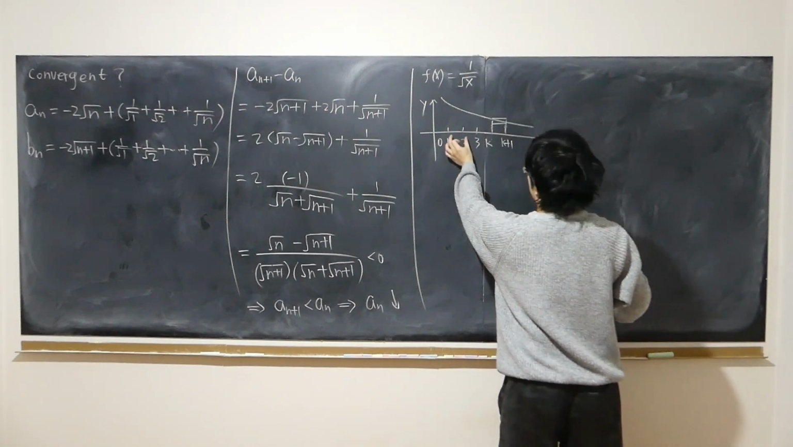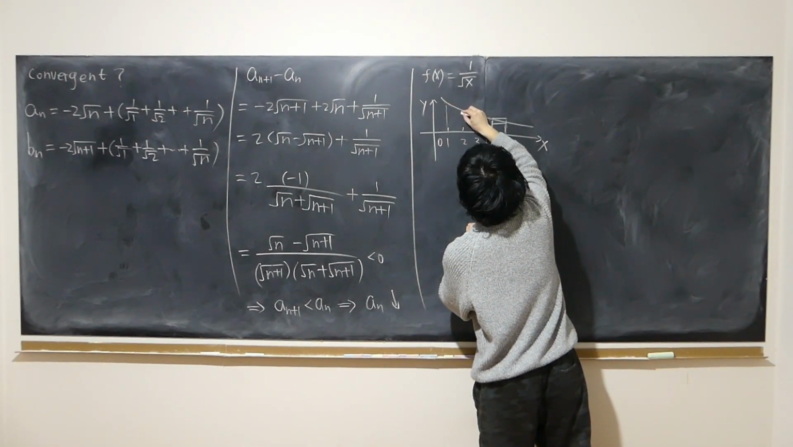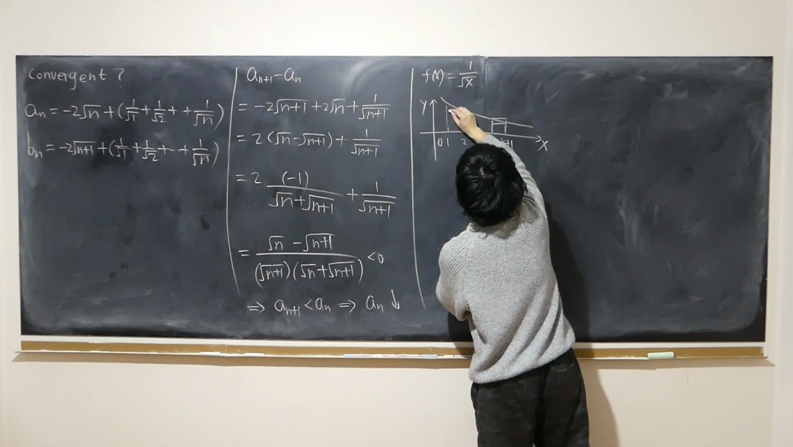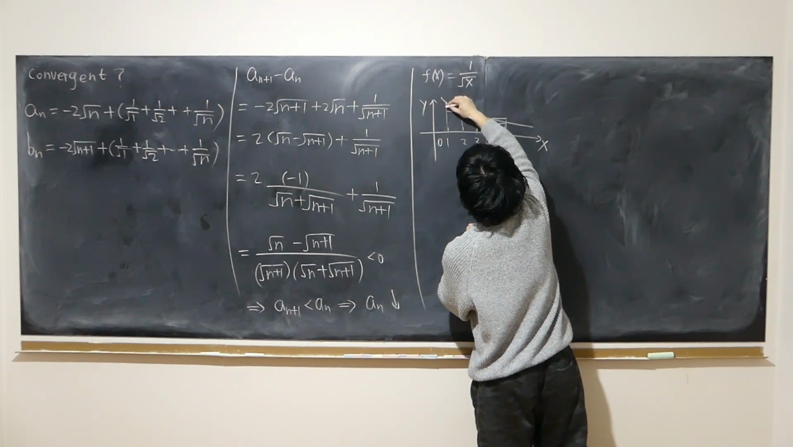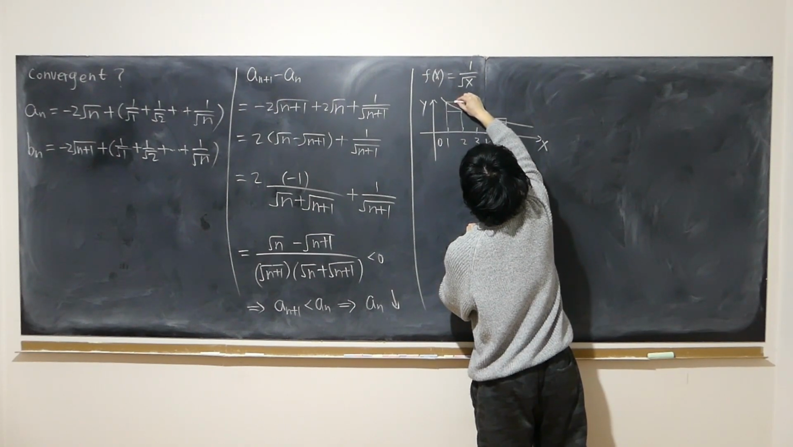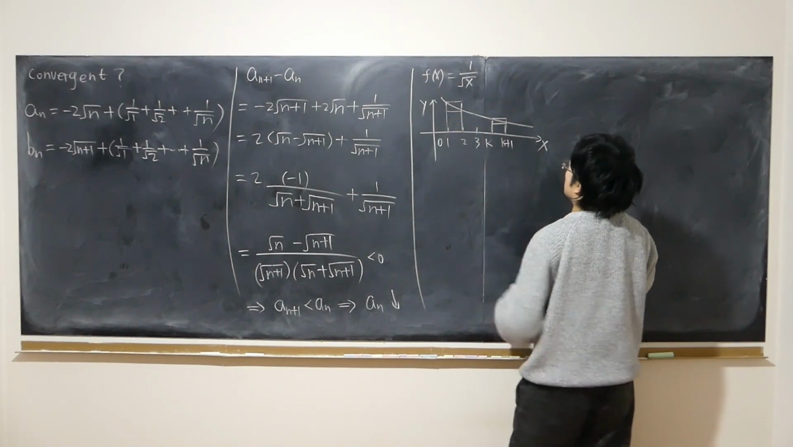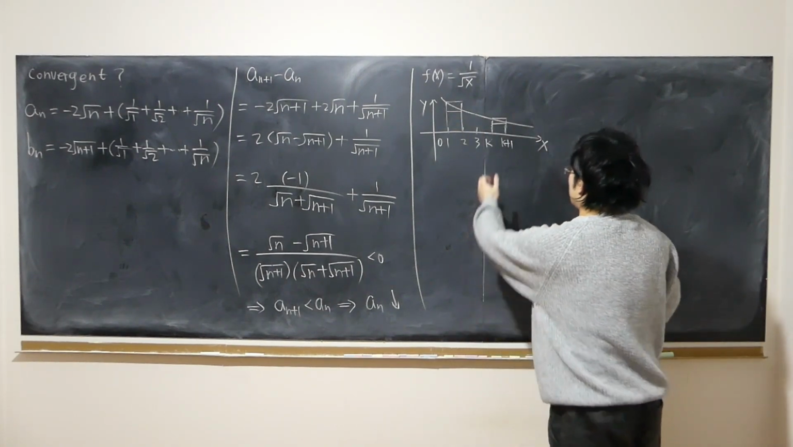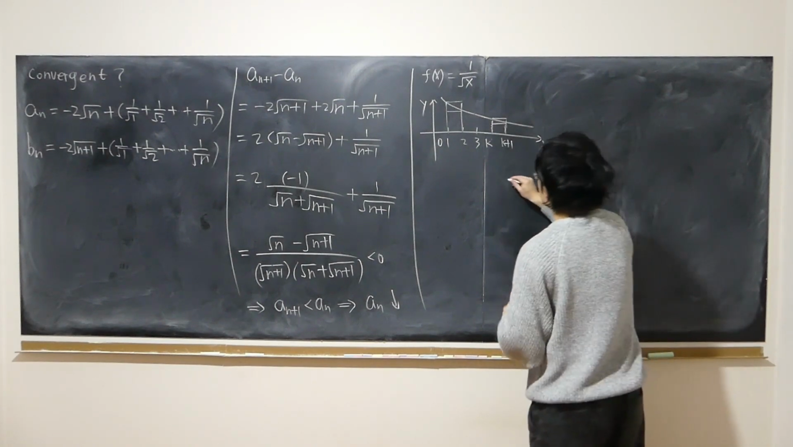Right, so for example, in this interval, the area under the curve should be a little bit bigger than the area of this rectangle. At the same time, a little bit smaller than the area of this rectangle. Right, from the graph, it's obvious. So, generally speaking, from k to k plus 1, the area under the curve, what is that?